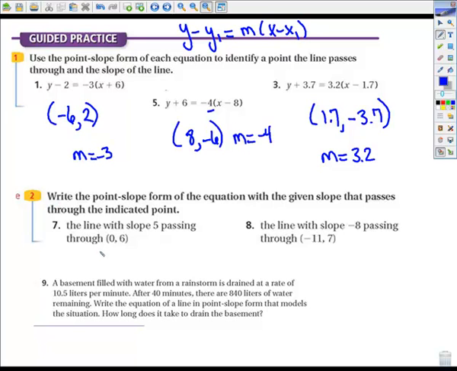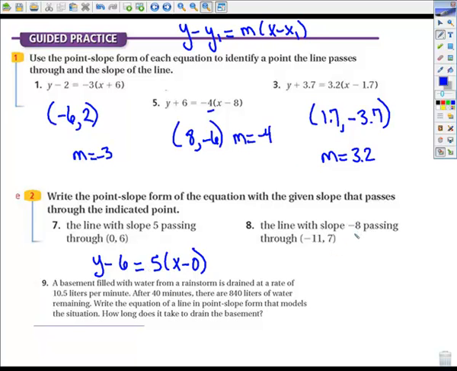Example 2, we're going to go ahead and write the equation in point slope form. I have the slope is 5 and it goes through the point 0, 6. So I have y minus 6, that's y1, equals m, which is 5, times the quantity x minus x1, which is 0. You can go ahead and leave it like this, or you could simplify it and say y minus 6 equals 5x. That's okay too.